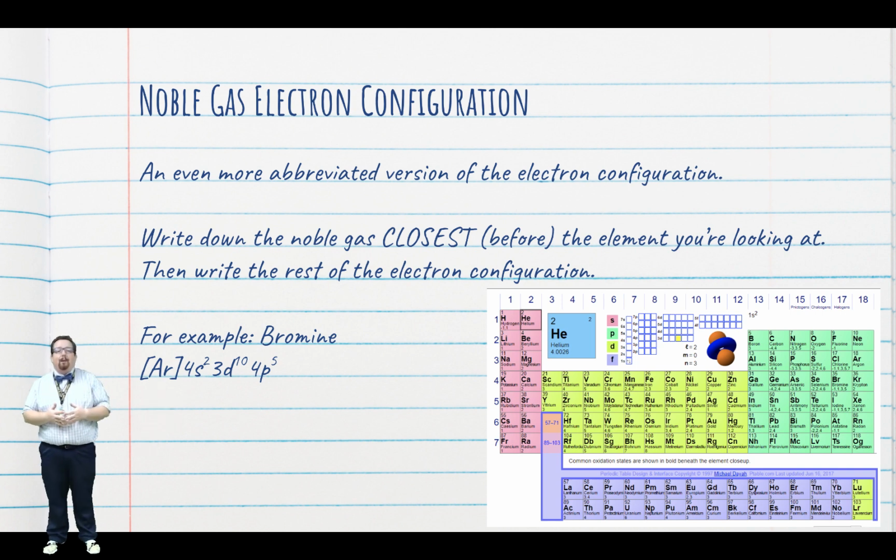So for example, if we're looking at bromine, we follow the periodic table back to the noble gas before bromine, which is argon. We then write the chemical symbol for argon in brackets, and then continue our electron configuration from there, giving us [Ar] 4s2, 3d10, 4p5. This is a much shorter way to write the whole electron configuration, and it gets you the important part, which is the end, which is what we're going to look for next.